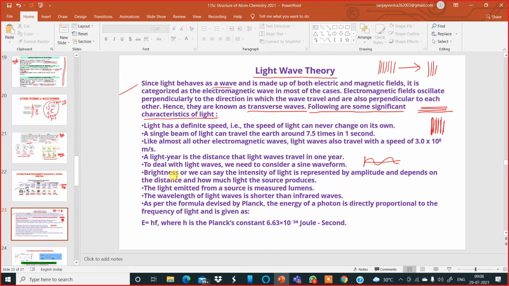Now, brightness, or we can say the intensity of light, is represented by amplitude and depends on the distance and how much light the source produces. The light emitted from a source is measured in lumens. The wavelength of light waves is shorter than infrared waves. Remember that.